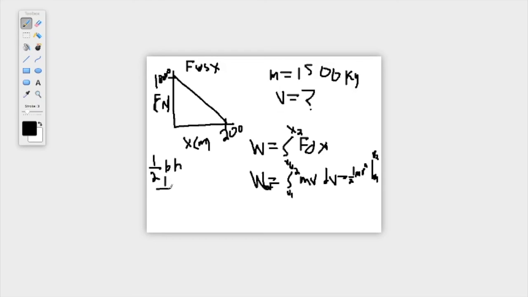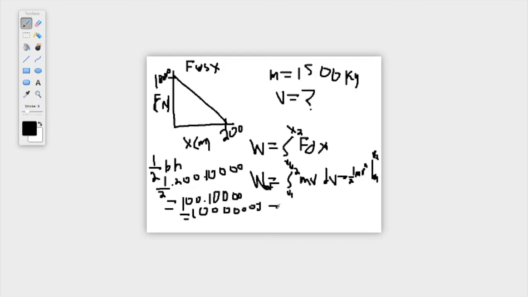So that'll be 1/2 times 200 times 10,000, and that equals 100 times 10,000, which would be a million. A million joules. So that is our net work.